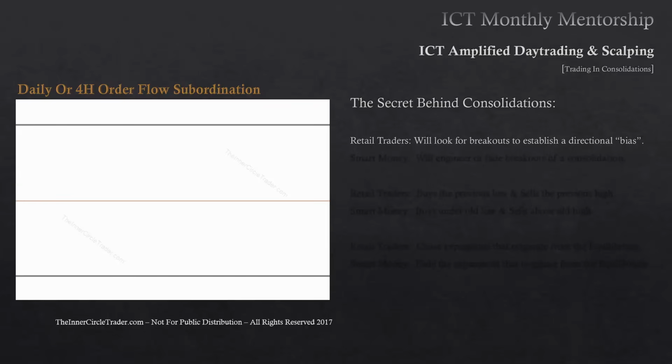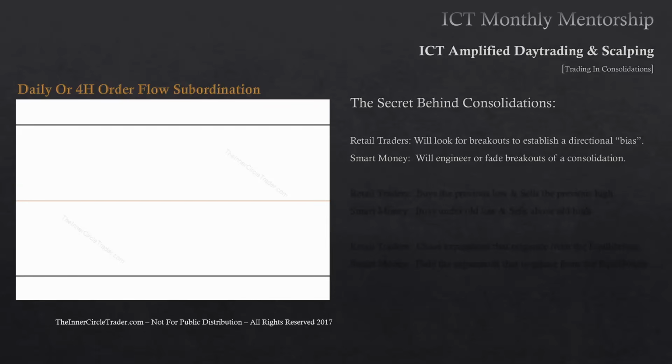But when it comes to consolidations, I want you to think in two camps. Obviously, what retail traders are thinking, trying to do the opposite of that in your own trading, and that of what smart money does with their trades. So retail traders, they're going to be looking for breakouts to establish a directional bias. They have no insights as to what the market may be telling them. They're looking for a cause and effect. If it does this, then I'll understand that. Okay, but they're basically chasing after price.